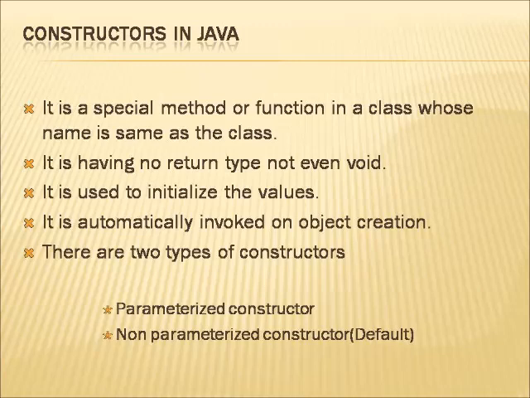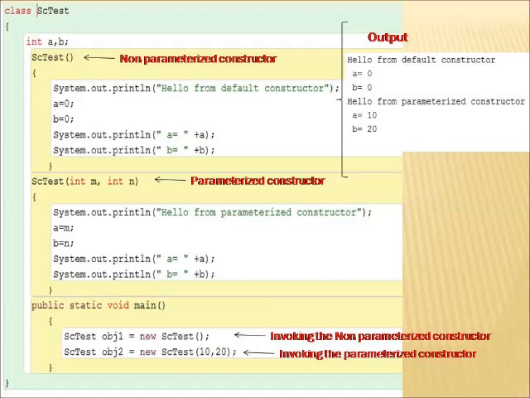Okay, so please read the details given on this page. A special member function whose name is the same as the class, no return type, used to initialize the values, two types: parameterized and non-parameterized. Okay, here you can see the example for the constructors.